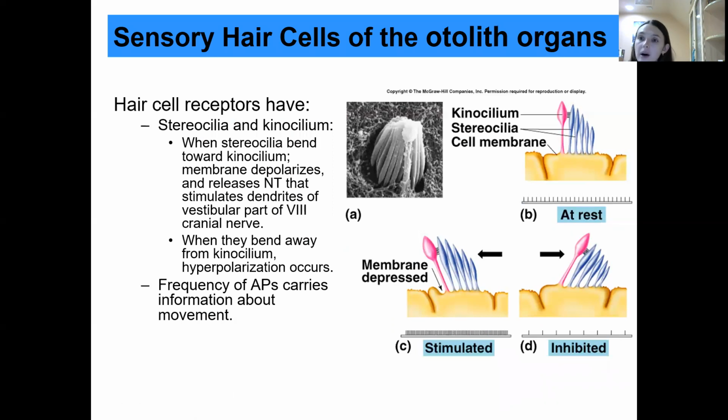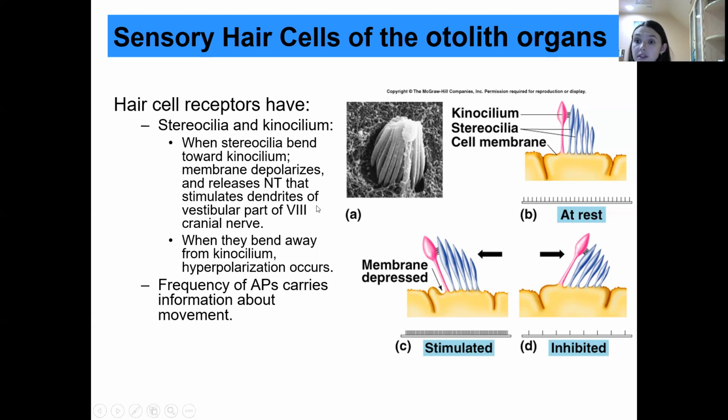So let us discuss the hair cells in more detail. Hair cell receptors have stereocilia and a kinocilium. When the stereocilia bend toward the kinocilium, the membranes depolarize and release neurotransmitter that stimulates the dendrites of the vestibular part of the 8th cranial nerve. When they bend away from the kinocilium, hyperpolarization occurs and the action potential will not be spread. The frequency of action potentials carries information about the movement.